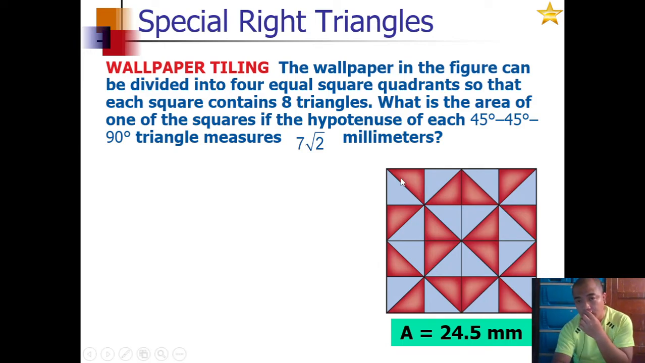For example, here, if it is 7 square root of 2, that means this is 7 and 7. So how can you get the area of the square?